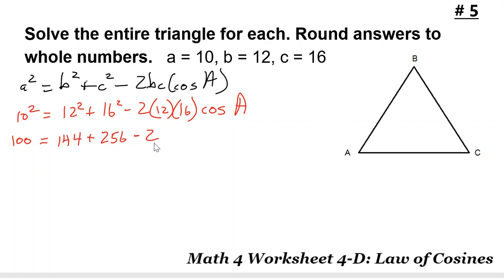Let's see now. 24 times 16 is 384. Cosine A. Now 144 and 256 add up to make 400. So subtracting 100 minus 400 is going to leave me with that. And then divide both sides by 384.